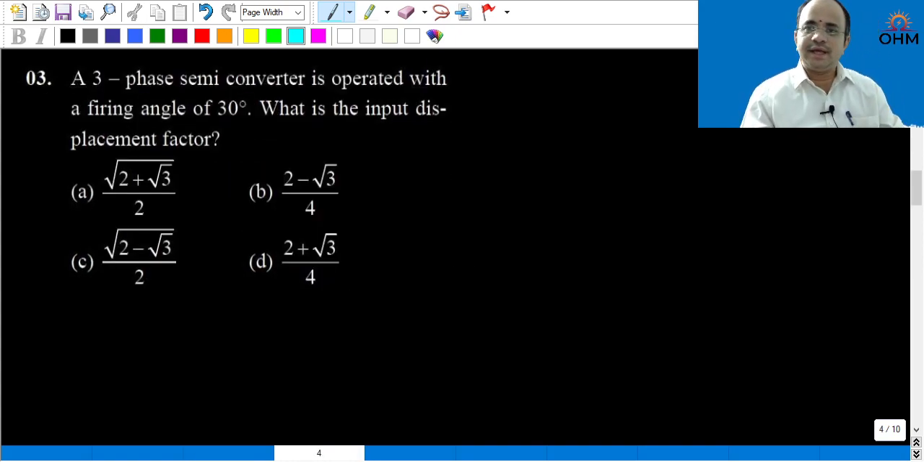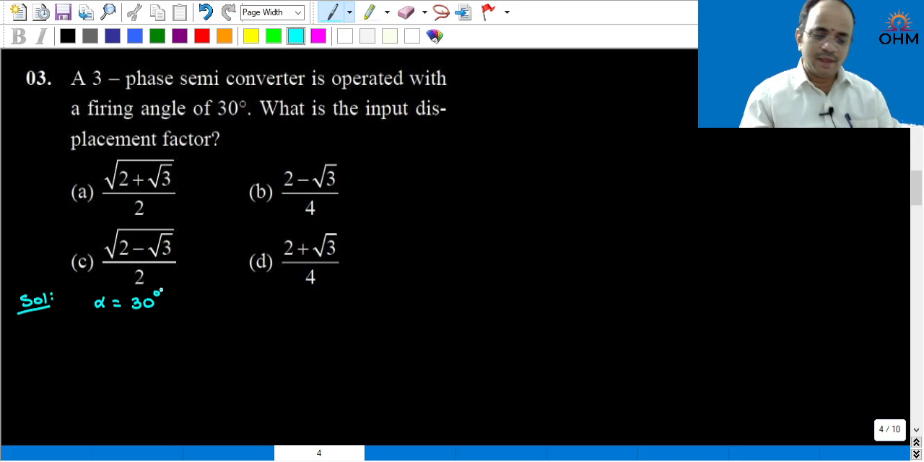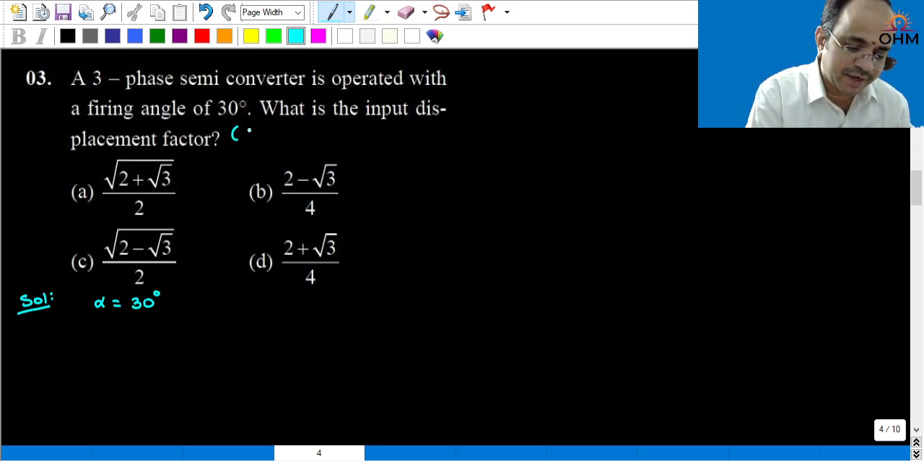This is an interesting question. A three-phase semi-converter is operated with a firing angle of 30 degree. So what is given here? The circuit is a three-phase semi-converter. Alpha is given as 30 degree. What is the input displacement factor? Input displacement factor means you have to find the DPF. So what is the DPF? That is cos alpha by 2.